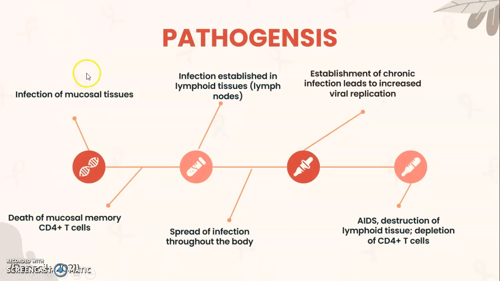A little bit about the pathogenesis, what's happening inside your body and the cycle that this is in. We start with the infection of mucosal tissues, and then there's death of mucosal memory CD4 plus T cells, which again are the white blood cells. Then there's infection established in the lymphoid tissues, the lymph nodes. And then it spreads throughout the entire body. Then we have establishment of chronic infection that leads to increased viral replication. And finally, that's when AIDS occurs and there's destruction of the lymphoid tissue and depletion of the CD4 plus T cells, as mentioned before.